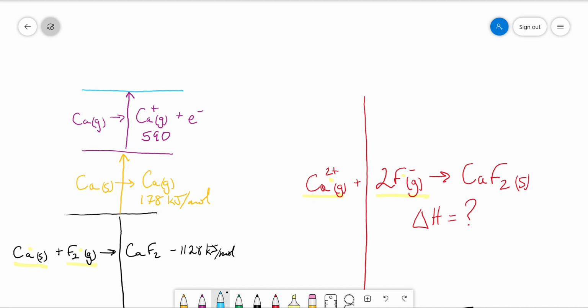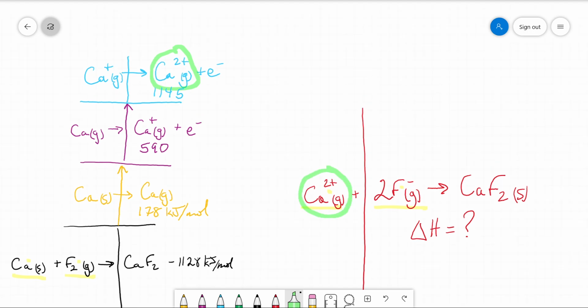Next step, we only have a plus 1, we need a plus 2. So we're going to take that calcium+1, and it's a gas still, we're going to pull off another electron, calcium 2+. This is the second ionization energy. Okay, and we have a value there of 1145, again, kilojoules per mole. All right, that's it for calcium, because you'll notice now we have calcium 2+ gas, and we have calcium 2+ gas. I'm done with calcium. I'm going to just leave it alone from here on out.